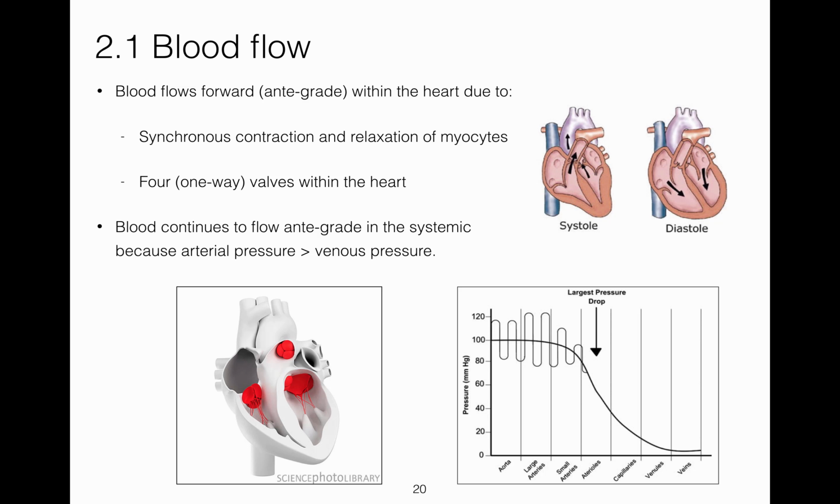Blood flows forward, antegrade, within the heart due to the synchronous contraction and relaxation of myocytes, and due to the 4 one-way valves within. Once it exits the heart, blood continues to flow antegrade because arterial pressure exceeds venous pressure. Initially, blood flow within the systemic circulation is pulsatile. By the time it reaches the capillaries, its pulsatile flow is no longer present.